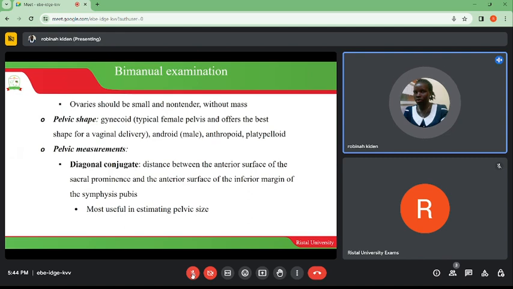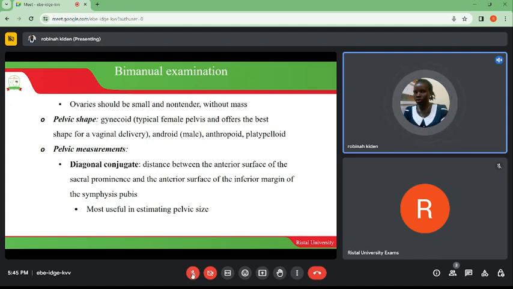Check for the pelvic shape. Is it gynecoid? Is it android? Is it anthropoid? Is it platypelloid? The gynecoid pelvis is the one that is typically the female pelvis, and this one has no problem in giving birth. But if the mother is having android, anthropoid or platypelloid, then she may have some complications when giving birth.